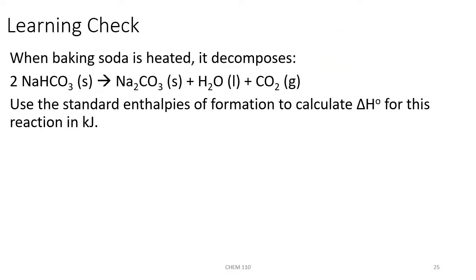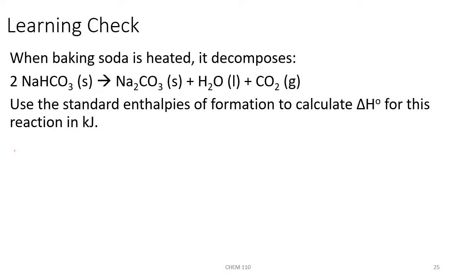When baking soda is heated, it decomposes. 2 moles of sodium bicarbonate, or baking soda, break down to give us 1 mole of sodium carbonate, 1 mole of liquid water, and 1 mole of carbon dioxide gas. Use the standard enthalpies of formation to calculate the heat of this reaction in units of kilojoules. So in order to do this, we're going to use Hess's law of summation that says that the heat of reaction is equal to the sum of the enthalpies of formation of the products minus the sum of enthalpies of formation of the reactants times any moles from the balanced chemical equation.